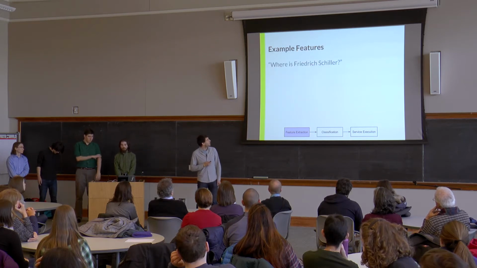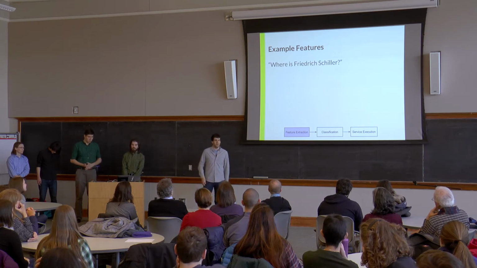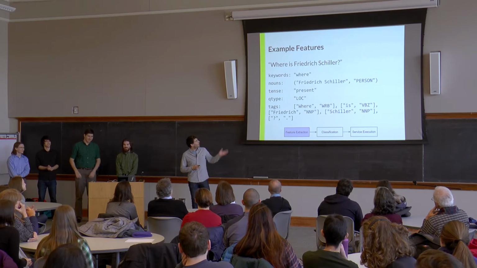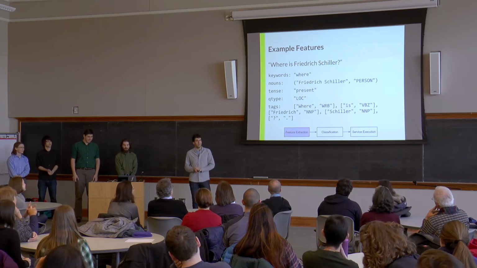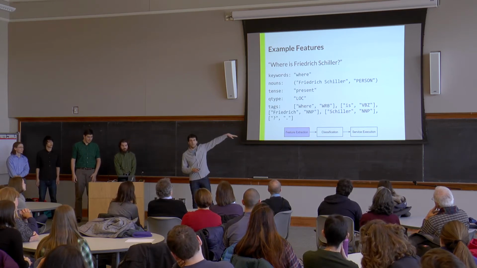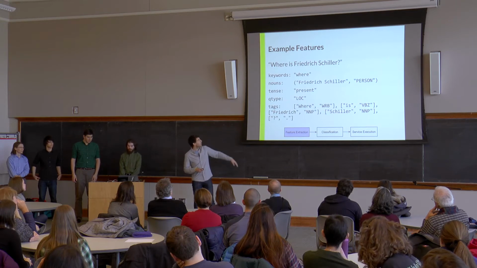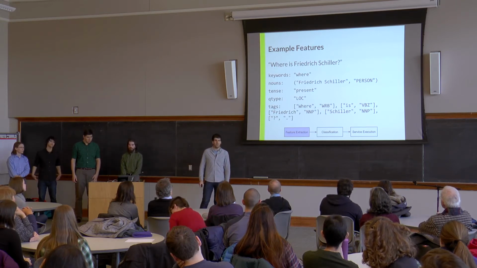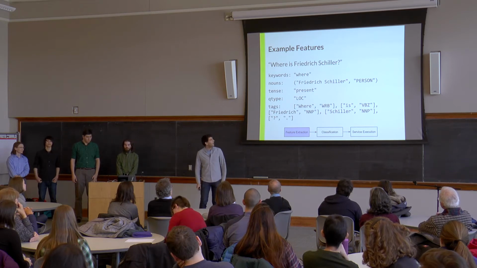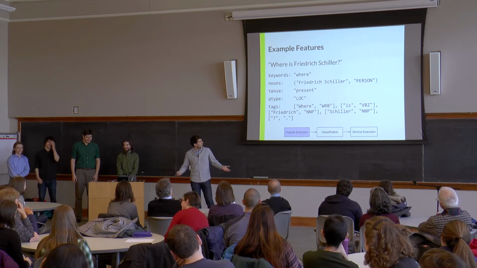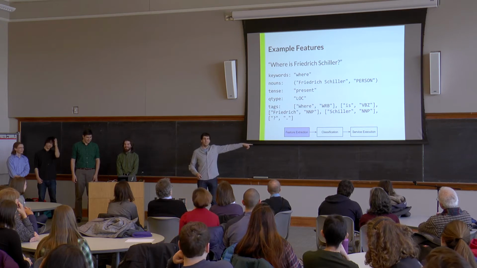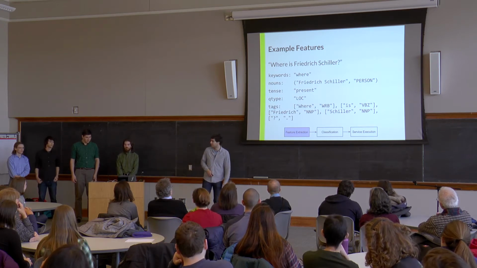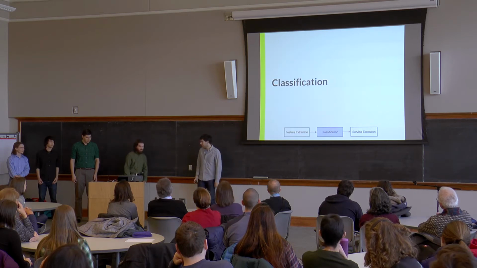And so let's go through an example. If I'm looking for where is Friedrich Schiller, as a common Carleton student is wont to do, the keywords are where, because I'm looking for a location. And this is all the output that PAL gives me. This is just copy and pasted. The nouns, Friedrich Schiller is a person, tense is present, because I'm presently on the alert. And then location, because I'm wondering where he is. And then you can see all of the sentence tags, the parts of speech of the words in my sentence.